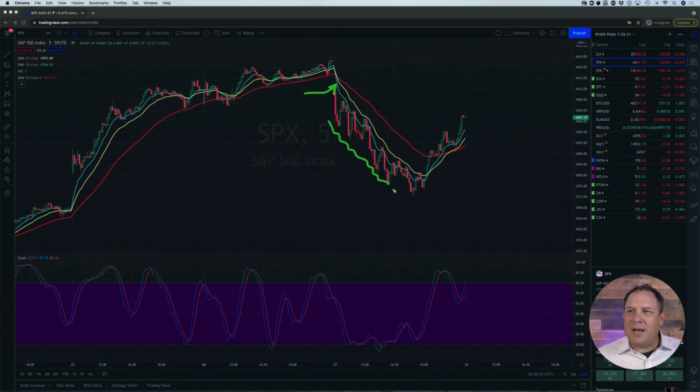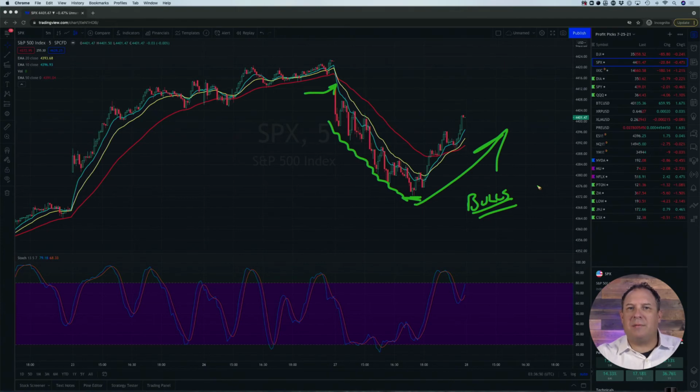Now, most of the day, the S&P was pretty bearish. That line I just drew down there. And then what happened? That last hour and a half, boom, the bulls came back in. And you see the bulls are running, and they're running really, really hard.